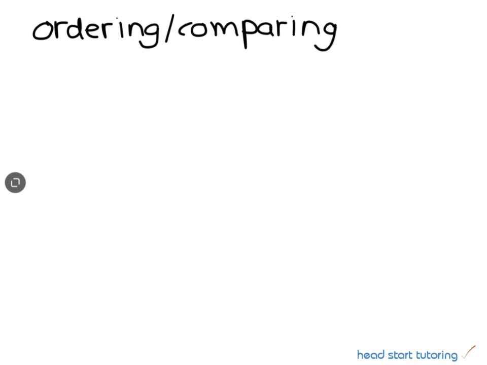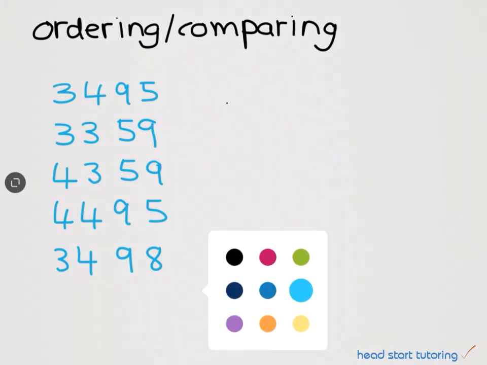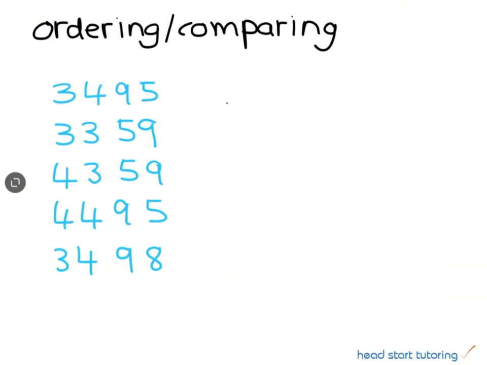When we are ordering or comparing numbers, all we need to do is make sure that we line them up in the correct place value. So we line the numbers up so that their place values are matching. So if we have the numbers 3495, 3359, 4359, 4495, 3498. What we can do quite easily now is order them, let's say, in ascending order.